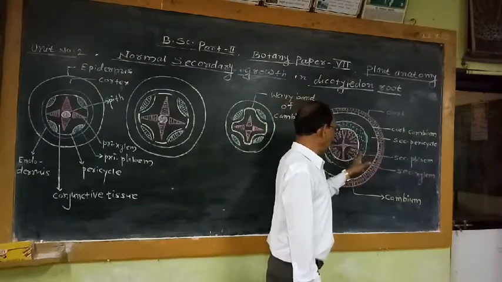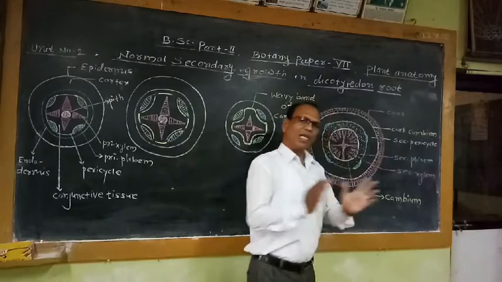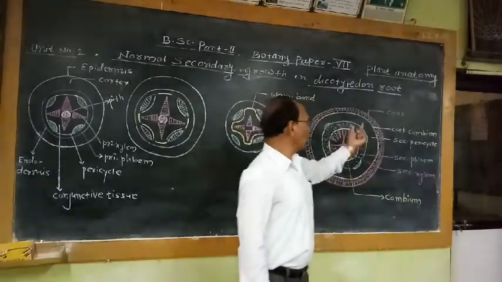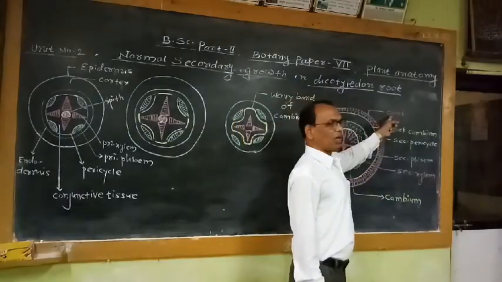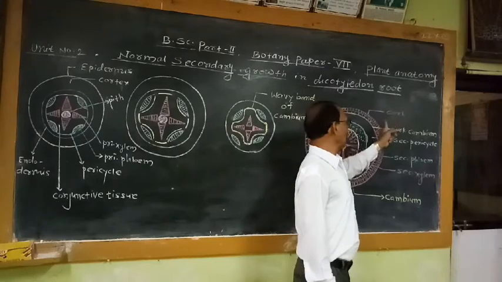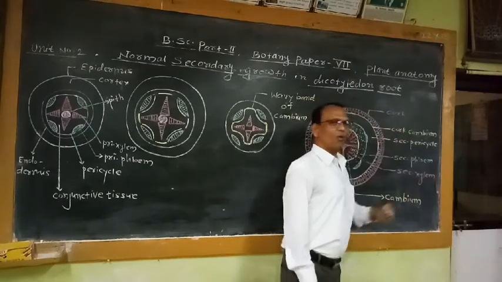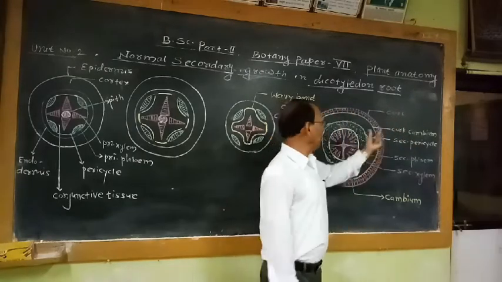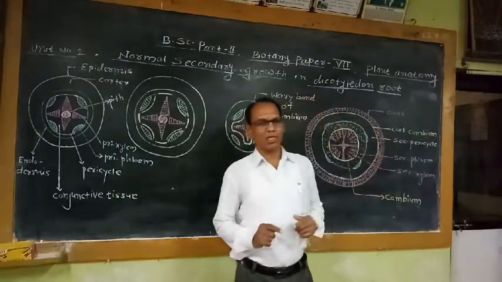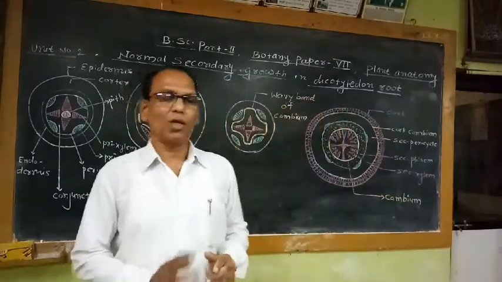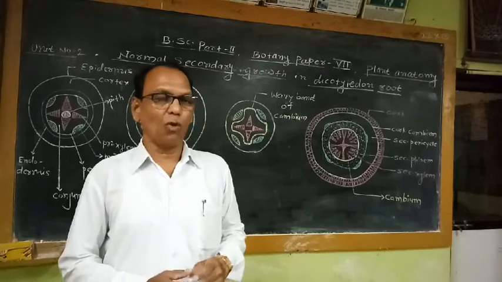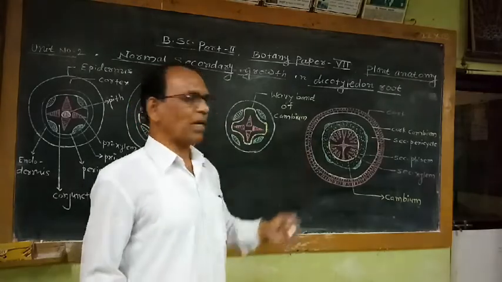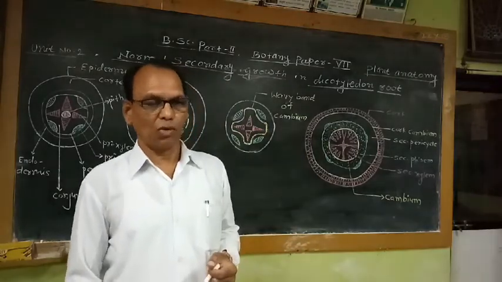Due to continuous addition of secondary xylem by this cambium at the inner side and secondary phloem at the outer side, the diameter increases. As well, the number of cork layers also increases by the activity of cork cambium, and the diameter also increases. This increase in diameter due to addition of secondary tissue by the activity of vascular cambium and cork cambium is commonly called secondary growth.